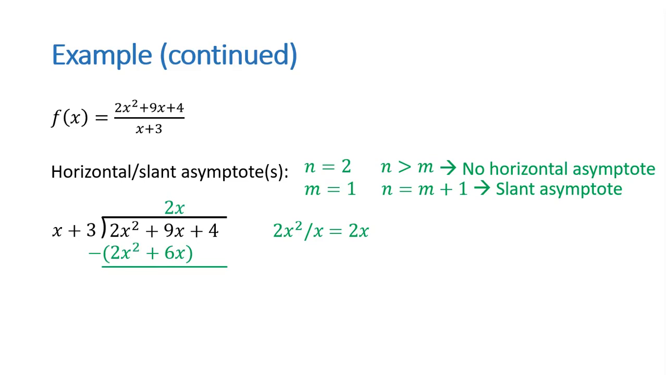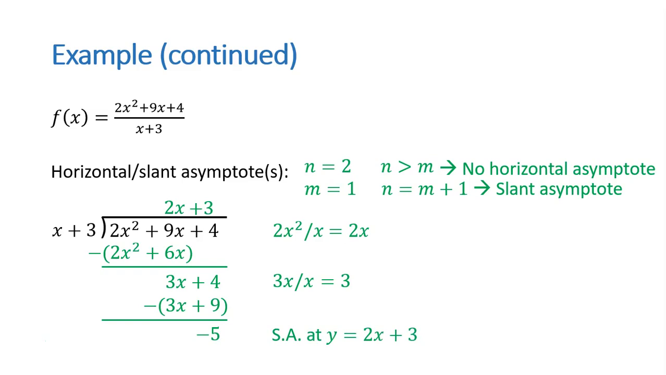Multiply and subtract. The 2x squareds are going to cancel. 9x minus 6x gives us 3x, and then bring down our 4. 3x divided by x is going to be 3, so add that onto our quotient. Multiply and subtract. Our 3x's cancel, and then 4 minus 9 is going to be -5. We throw away our remainder, and we keep our quotient. So our slanted asymptote is at y equals 2x plus 3.